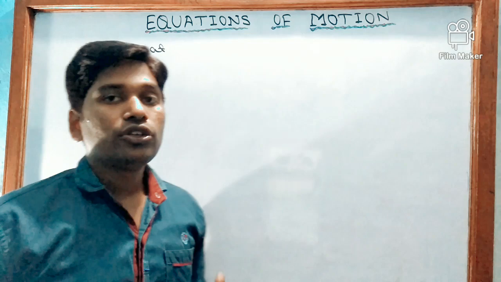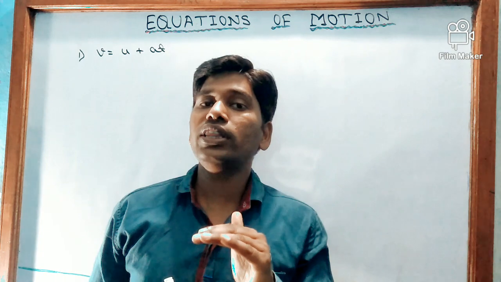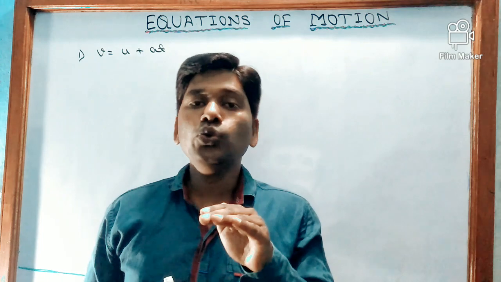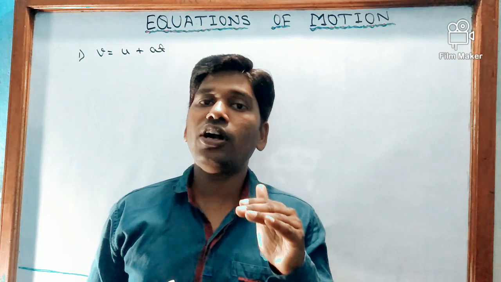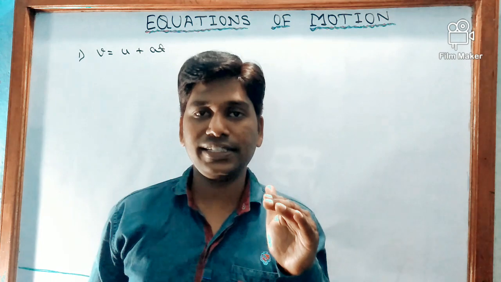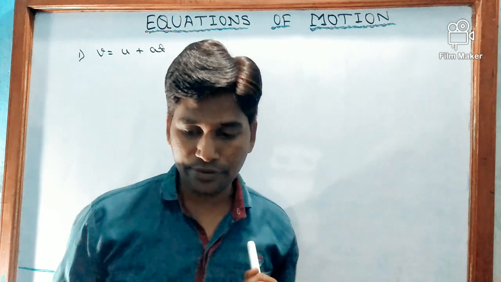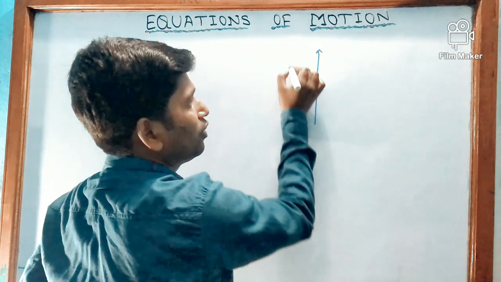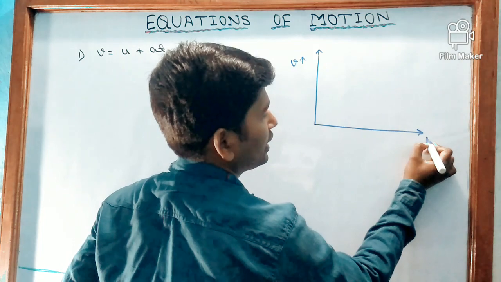Now to derive this, let a body be moving with uniform acceleration, u is the initial velocity of the body. After time t, the body acquires a velocity v and travels a distance s. So let us represent this by a velocity-time graph. For that we will take two axes, one representing the velocity, and another axis for time.